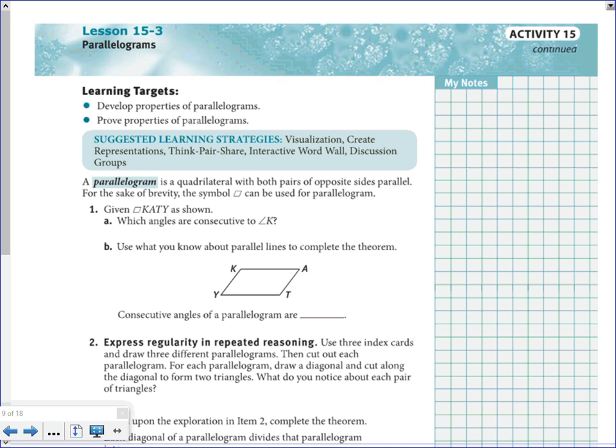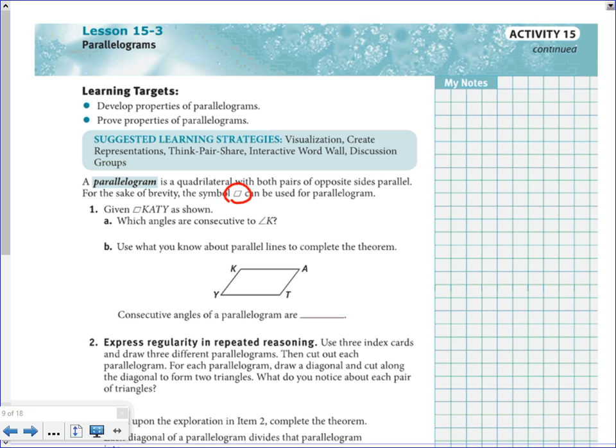All right, so today we're going to be looking at lesson 15.3, dealing with parallelograms. We're continuing our discussion of different types of quadrilaterals. So a parallelogram is a quadrilateral with both pairs of opposite sides parallel. So it has two pairs of parallel sides. You can use this symbol here instead of writing out the word parallelogram.